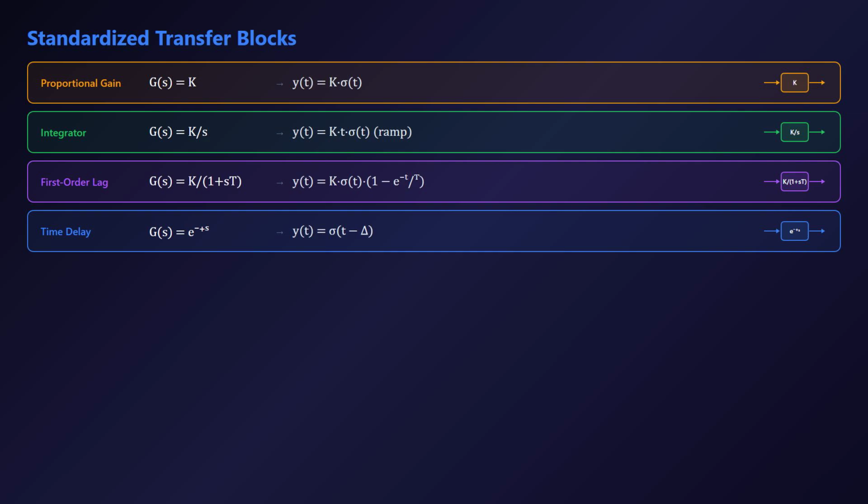Let us summarize the 4 standardized transfer blocks. Proportional gain K, with step response K sigma of t. The integrator K over s, with step response K t sigma of t, a ramp. The first order lag K over 1 plus sT with step response K times 1 minus e to the minus t over T, and the time delay e to the minus delta s with step response sigma of t minus delta. These are the building blocks for modeling any linear system.